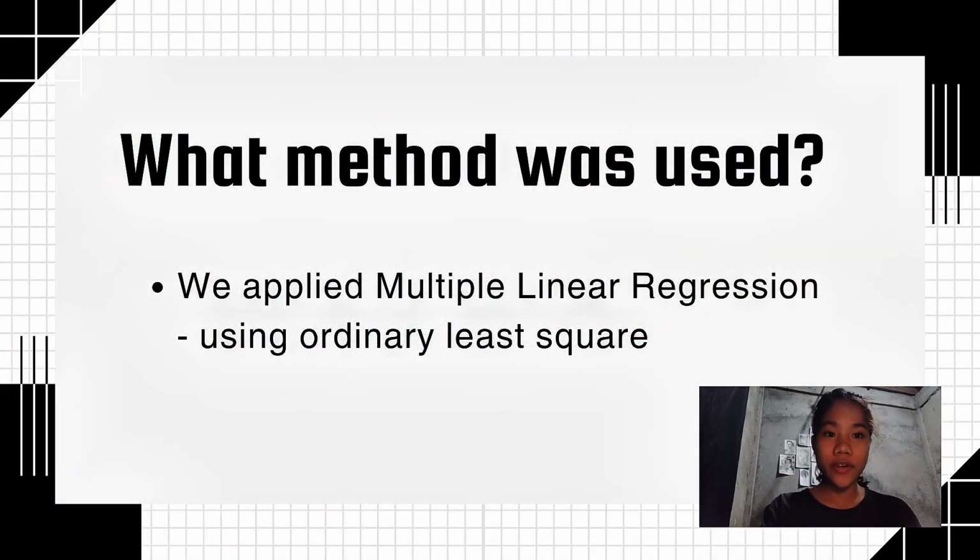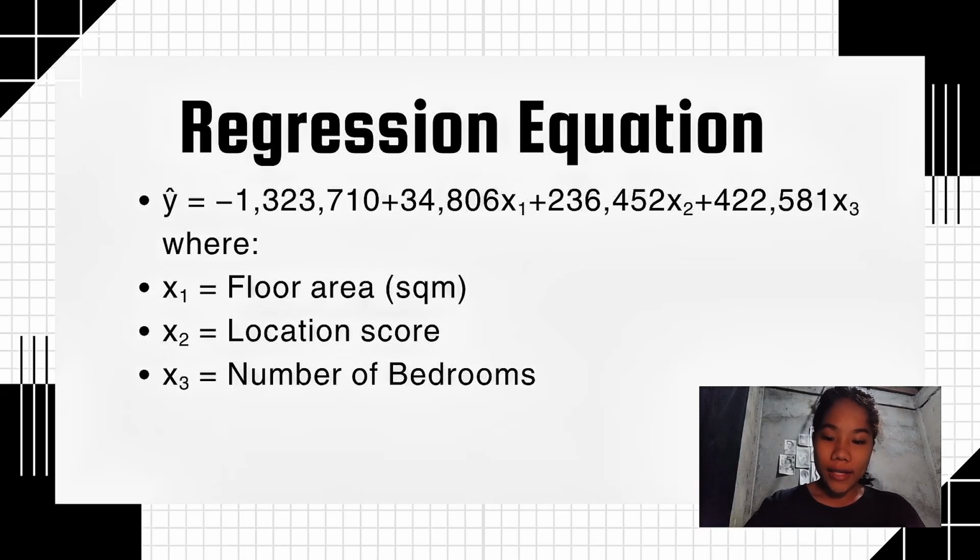To answer Maria's question, we apply multiple linear regression to the 7 known units, and using the ordinary least squares method, we derive the following equation. The equation is y hat equals negative 1,223,710 plus 34,806 times x sub 1 plus 236,452 times x sub 2 plus 422,581 times x sub 3.